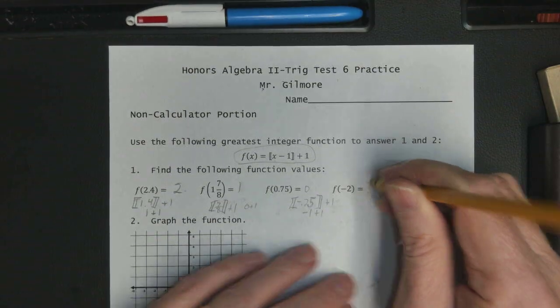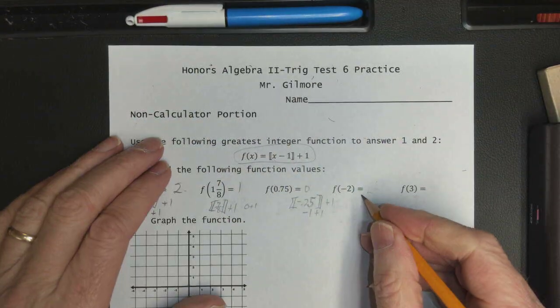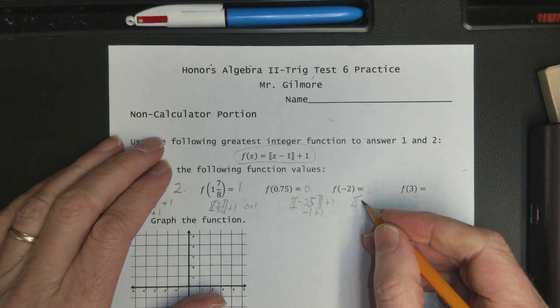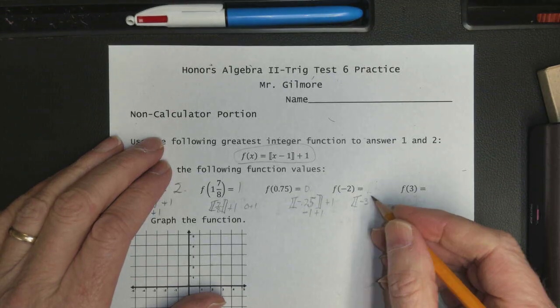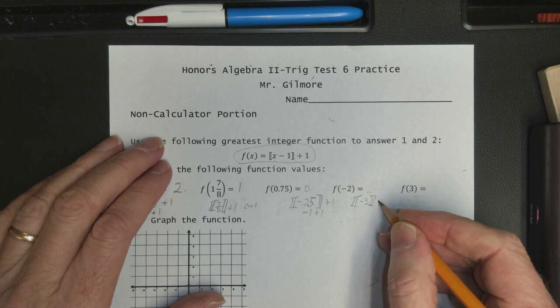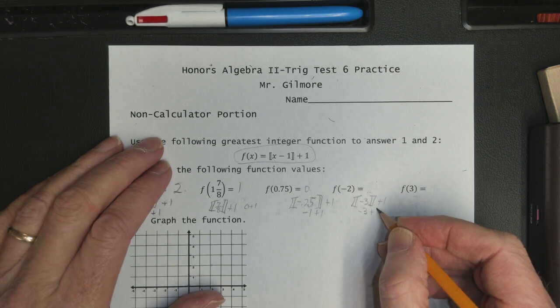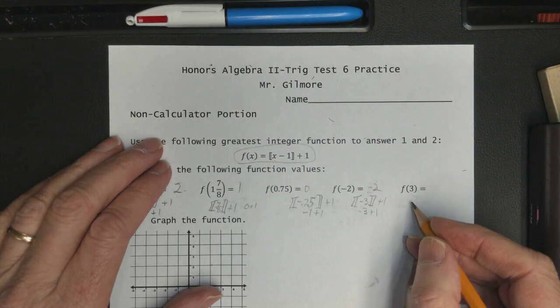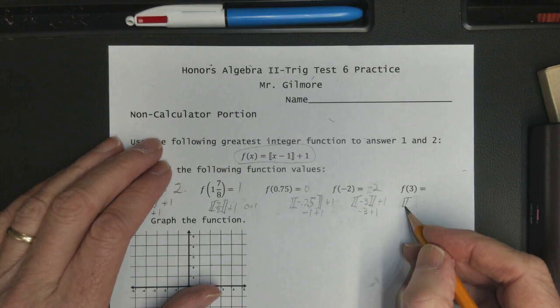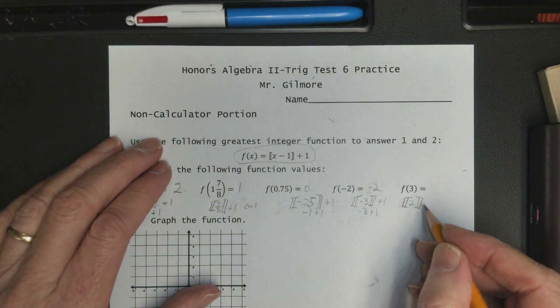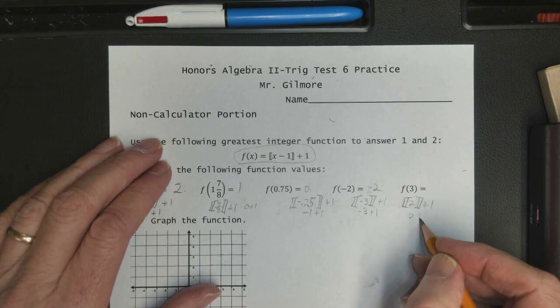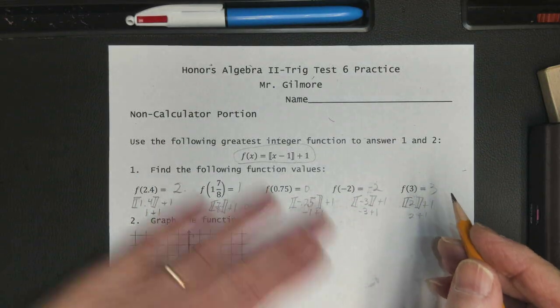Let me work on that down here. Negative 2 minus 1 is negative 3. And then plus 1. The GIF of negative 3 is negative 3, plus 1, and that's negative 2. 3 minus 1, that is 2. And 2 plus 1, which is 3.